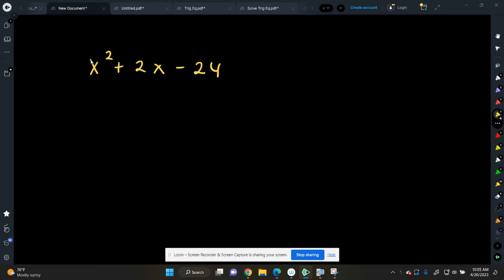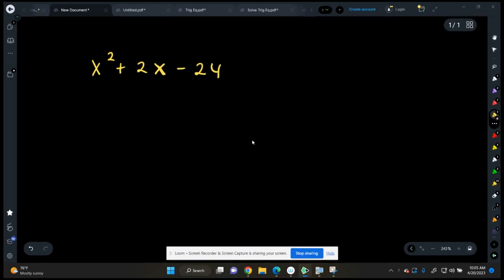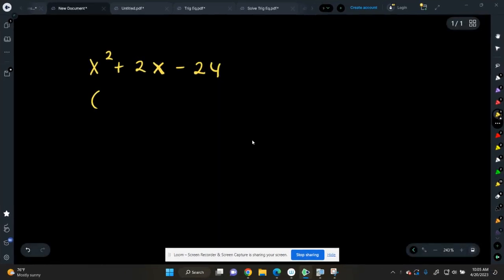Okay. So, for instance, let's say that we are factoring x squared plus 2x minus 24. Is it not on? No. Thank you. X squared plus 2x minus 24. Okay. Who remembers how to factor that?